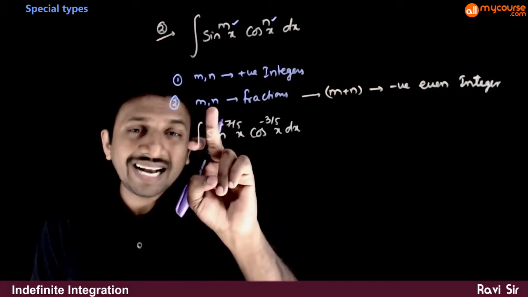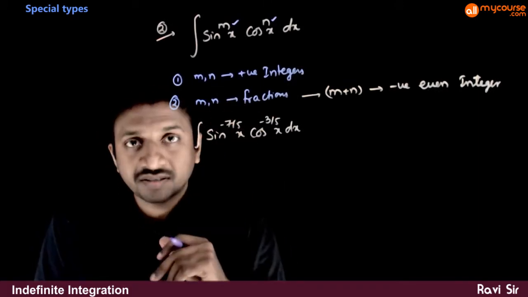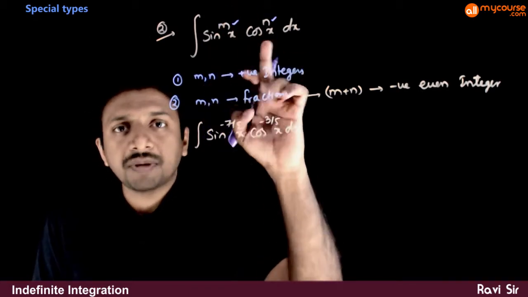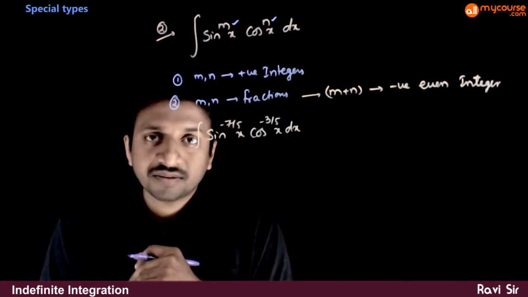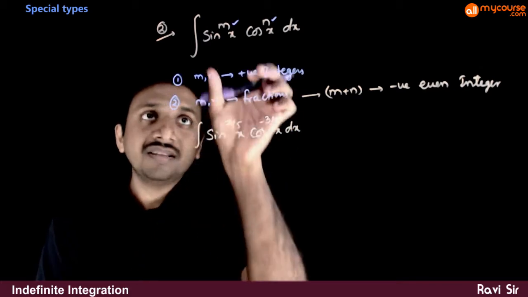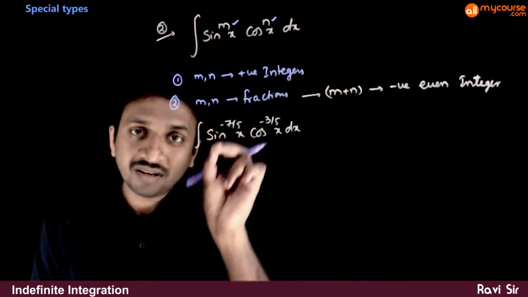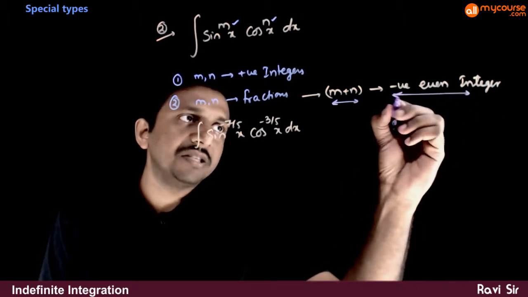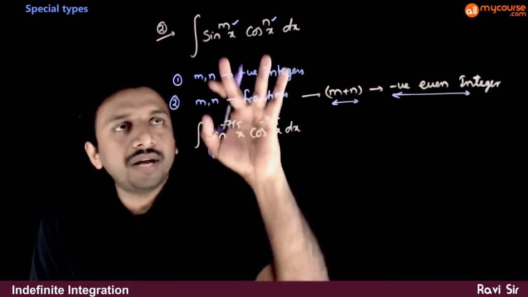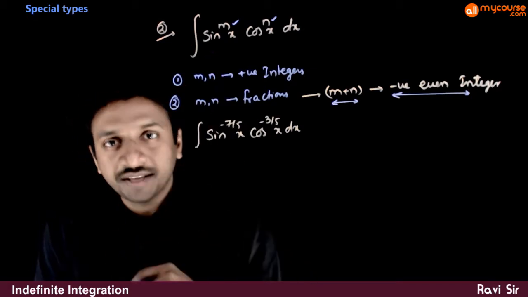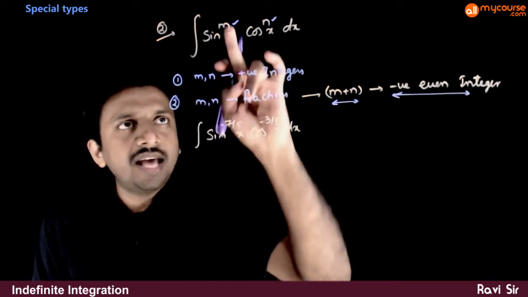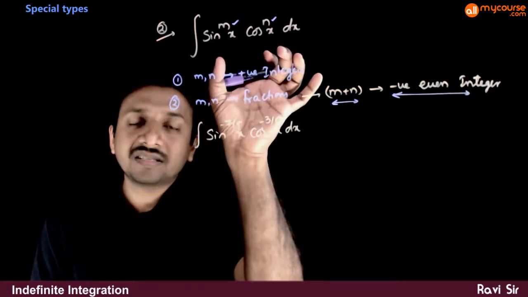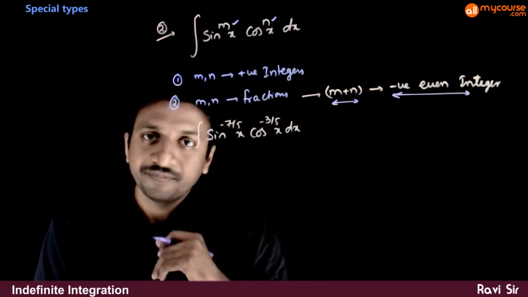So now let's go to the second type, when m and n are fractions. Sometimes you will be given sine power some fraction x, cos power some other fraction into x dx. In such cases, the integration can be solved if m plus n is a negative even integer. So whenever you get fractions which need to be integrated, m plus n will have to be a negative even integer. Only then can this integrand be integrated.